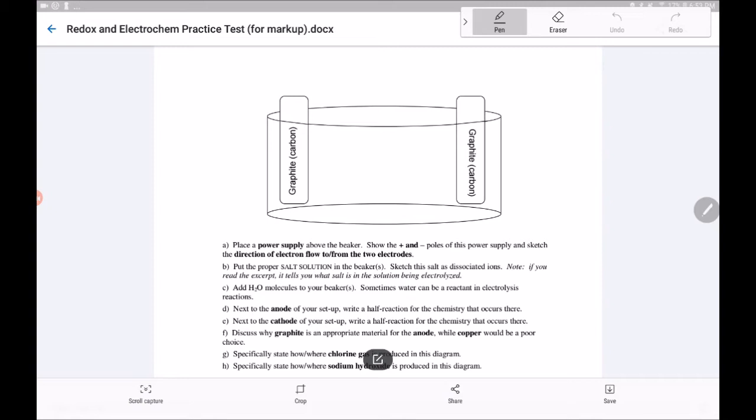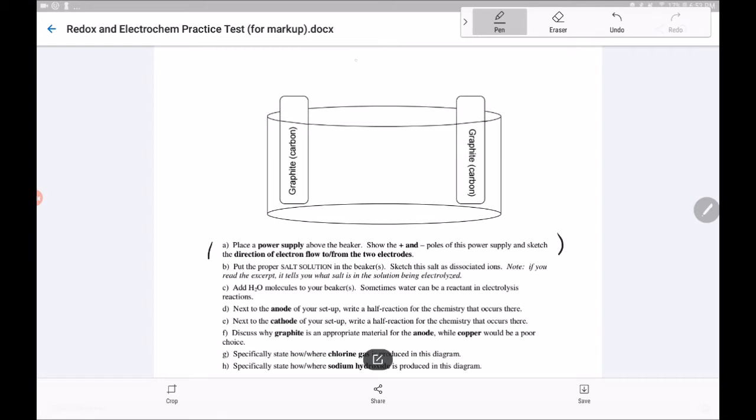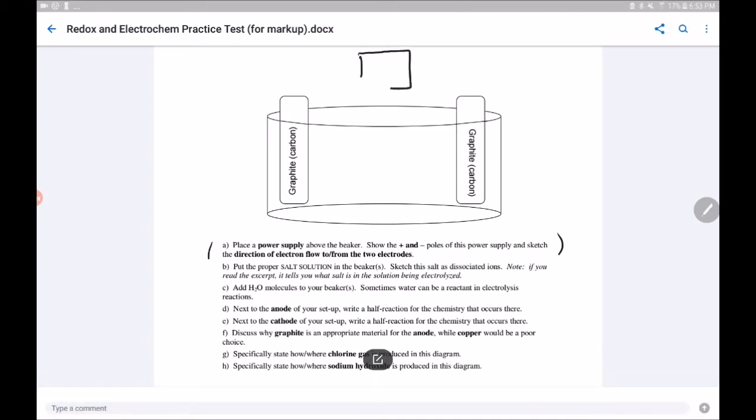This is question number 11. I'm starting where the prompts help you draw the picture. Place the power supply above the beaker. This is an electrolysis setup, therefore no spontaneous reaction occurs. The power supply must force electrons to move.